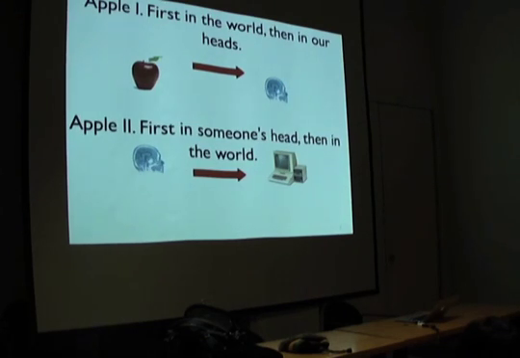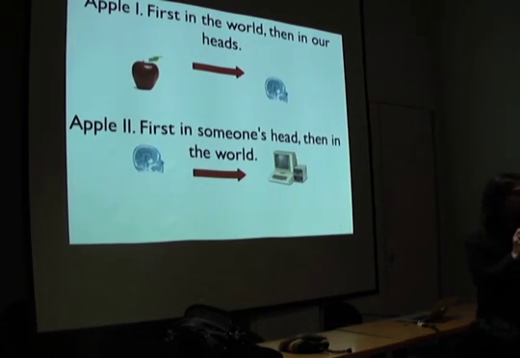So there were apples before we had a name for apple, before we had a price for apple, before we had a market for apple. The Apple II, on the other hand, was a product that was first in someone's head and then in the world. So you think about it, from a physics point of view, both products are highly organized collections of order. Yeah? They're highly organized pieces of matter. They're negative entropy, as you would say.